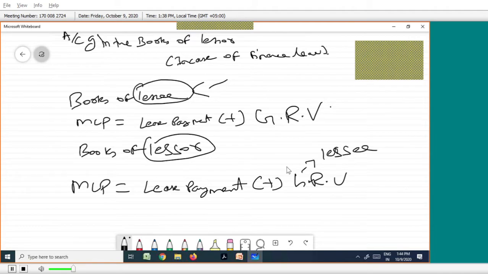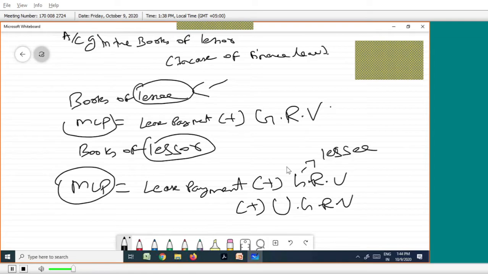Plus additionally one thing we have to consider here: unguaranteed residual value. Unguaranteed residual value means apart from lessee, there is some third party also giving some assurance that I will also purchase this residual value for so and so amount. That is also considered as part of MLP. That is the difference between MLP of lessee and MLP of lessor.